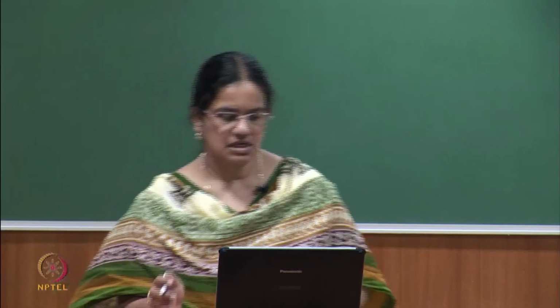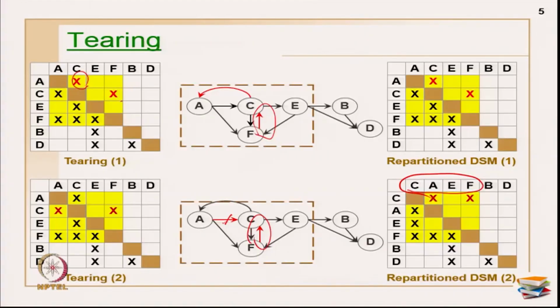Now, within the block, you will not know the sequence in the partitioning step. So, you have to do tearing. Tearing is nothing but identifying a sequence within the blocks, okay, by choosing the set of feedback marks. So, I have chosen a few places for tearing, primarily for making assumptions. I have made an assumption here, I have made an assumption here, and then this is my flow.